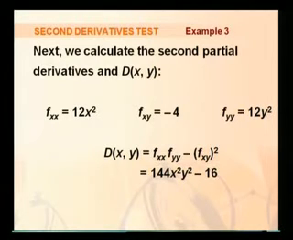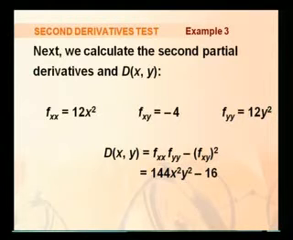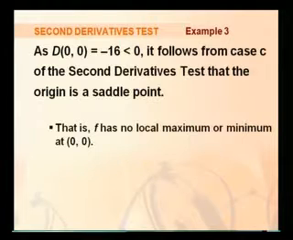And if we put the first critical point, which is (0, 0), then here D is equal to minus 16, which is less than 0. And it follows from case C of the second derivative test that the origin is a saddle point. As we have discussed, if D is less than 0, then the given critical point is a saddle point. So f has no local maximum or minimum value at the point (0, 0), because (0, 0) is a saddle point.